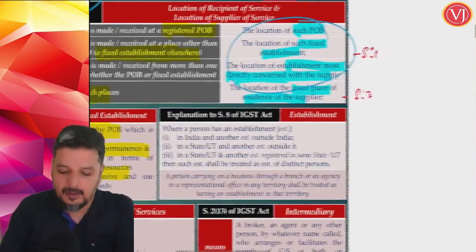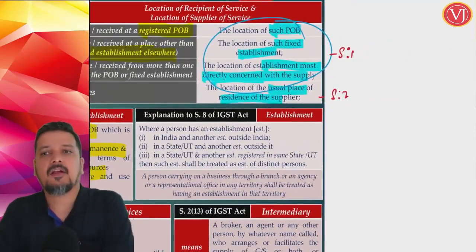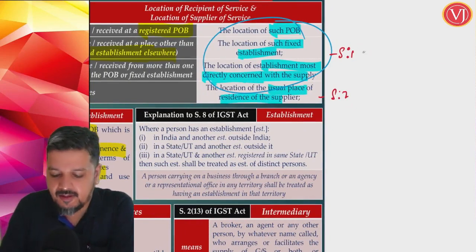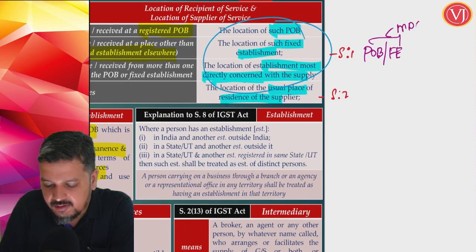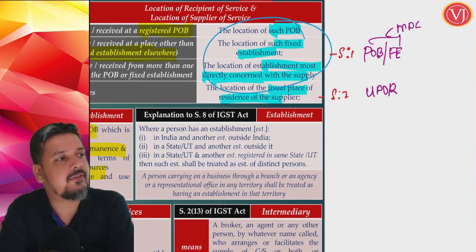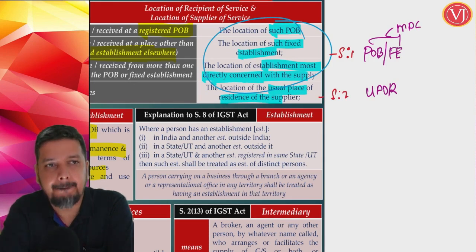So step number 1 is, if you have a place of business or fixed establishment, it is that place of business or fixed establishment which is most directly concerned. If you don't have that, it is the usual place of residence. Usual place of residence. Are you guys clear with this understanding?